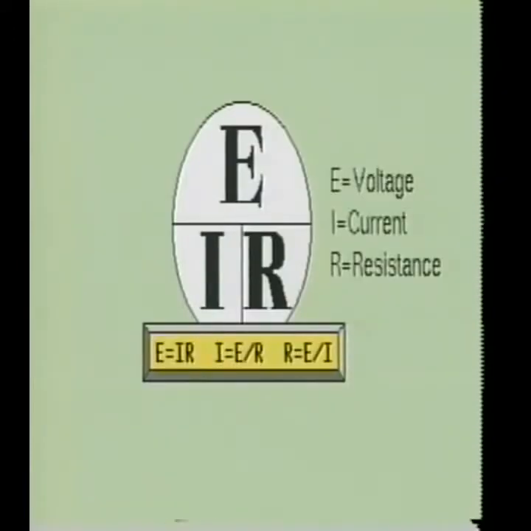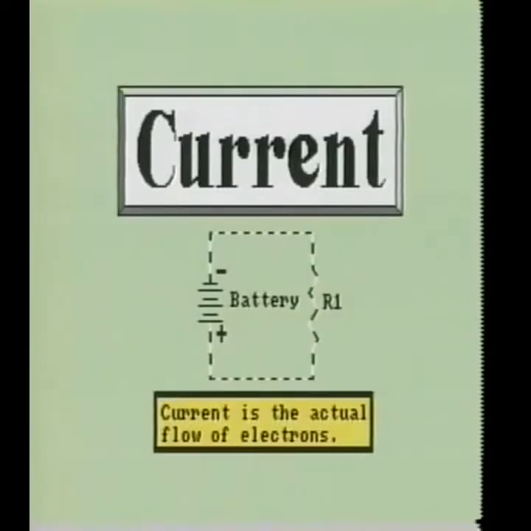As you recall, Ohm's law gave us the equation E equals I times R. We have now learned that E represents volts, I represents the current, and R represents the resistance. We also found out that current is the actual electron flow through the device. Therefore, if we have a given voltage being applied to a fixed resistance, we can calculate the current flowing through the device by knowing the voltage and the resistance.